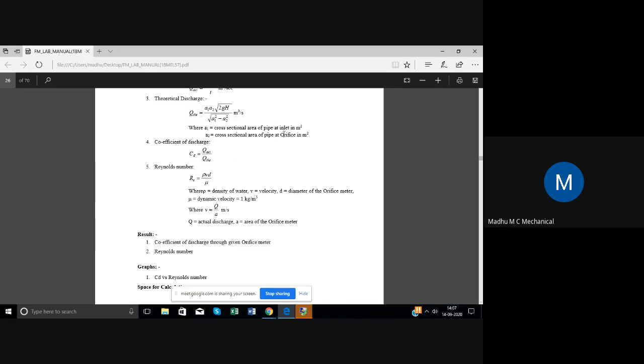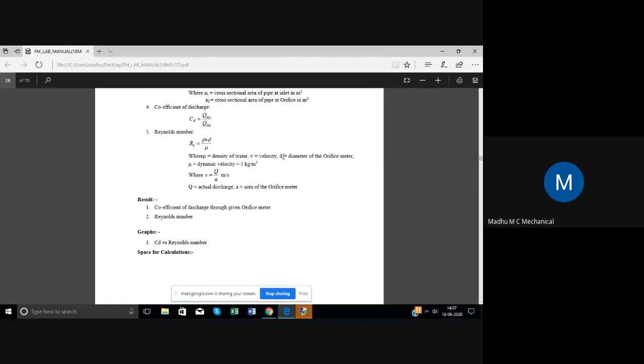It will be a number always less than 1 and ranges from 0.6 to 0.9. Then you have to calculate the Reynolds number. Reynolds number is equal to rho V d by mu, where rho is the density of water, V is the velocity, and D is the diameter of the orifice.